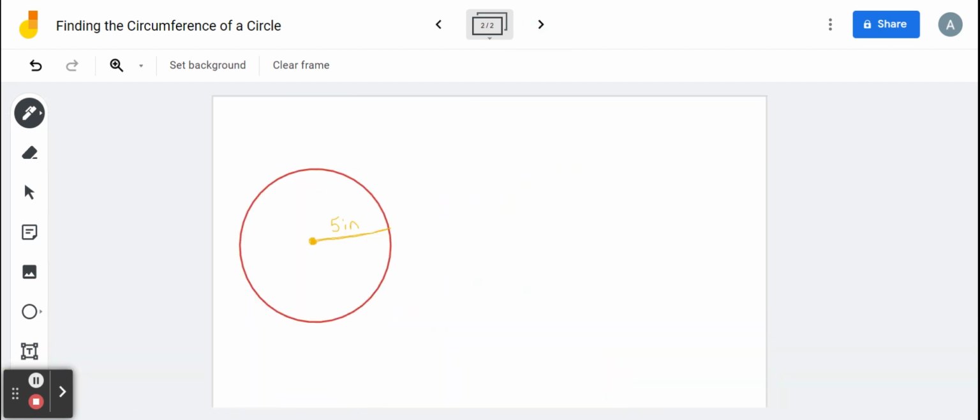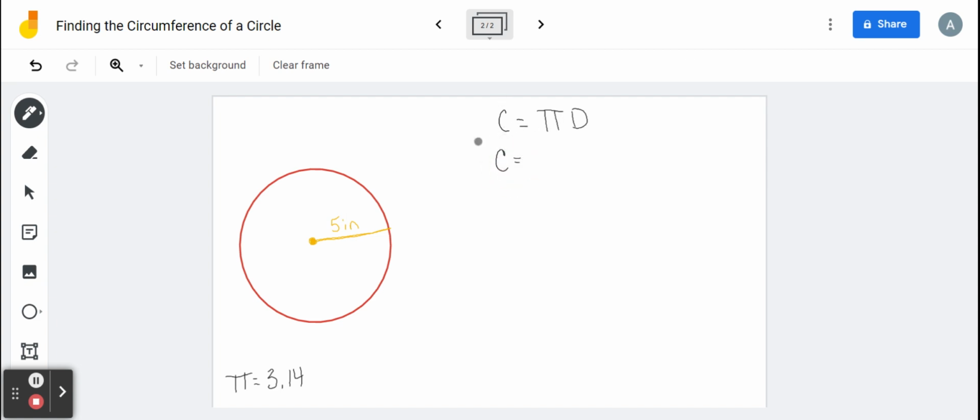So now let's look at another example. We want to find the circumference when given the radius. Remember, the radius is half of the diameter. So I'm just going to write in my formula, C equals pi times d. Remember that pi stands for 3.14.